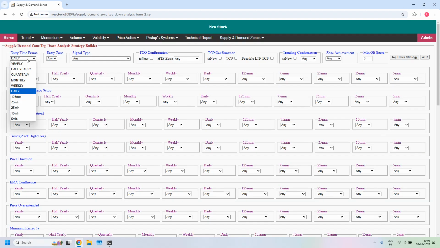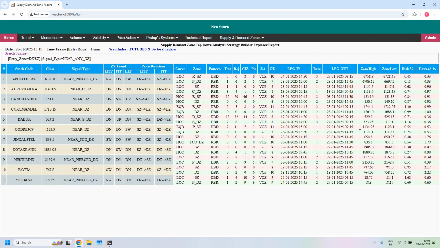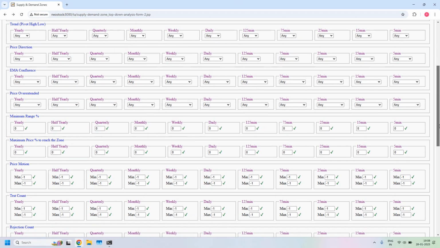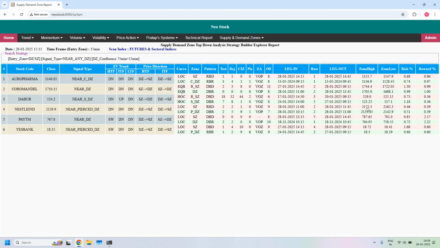Next time frame is 15 minutes. Stocks near the 15 minutes demand zone, we got 11 stocks. Out of these 11, how many have ITF demand zone confluence? Let us verify. That is, the 15 minutes demand zone confluence with the 75 minutes demand zone. I am enabling the filter. With this filter, out of 11, we got 6 stocks.